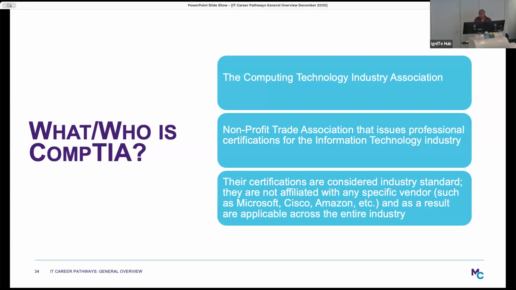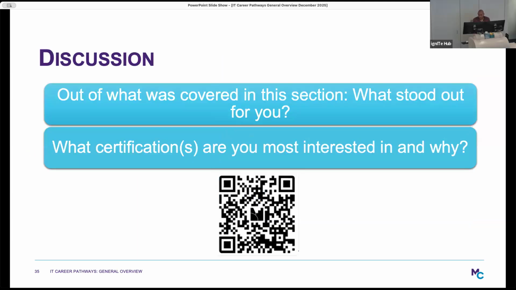They're a nonprofit trade association that uses professional certifications that are non-vendor specific, okay? And they are considered industry standard, okay? They are not affiliated with any specific vendor, like I said, and as a result, they are applicable across the entire industry, and they are widely recognized, okay? Some of them are, for example, the A+, the Network Plus, the Security Plus. Those are done by CompTIA.